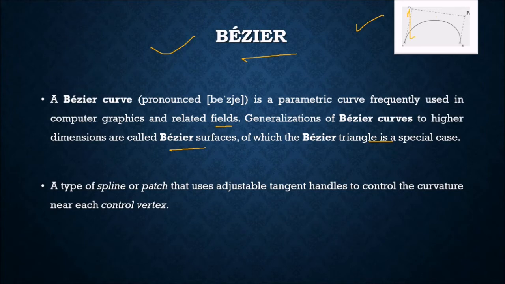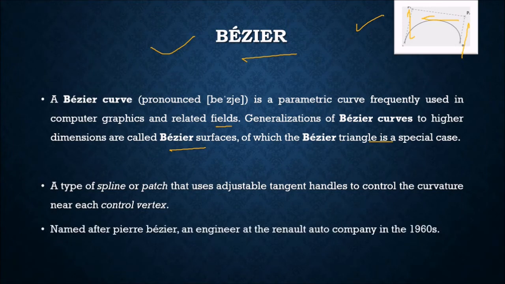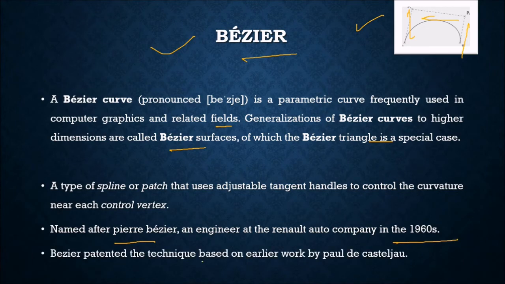Tangent, this is tangent, this is tangent. So the tangent handles control the curvature near each control vertex. It is named after Pierre Bezier, an engineer at the Renault Auto Company in the 1960s. Bezier patented the technique based on the earlier work by Paul de Casteljau.